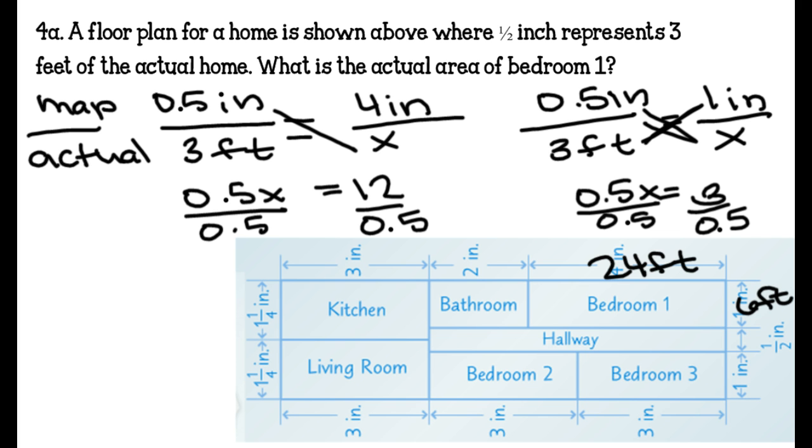So to find the area of this bedroom, you take 24 times 6, and you get the area of bedroom 1 is 144 feet squared. That is a lot of work. You may want to rewatch that video.